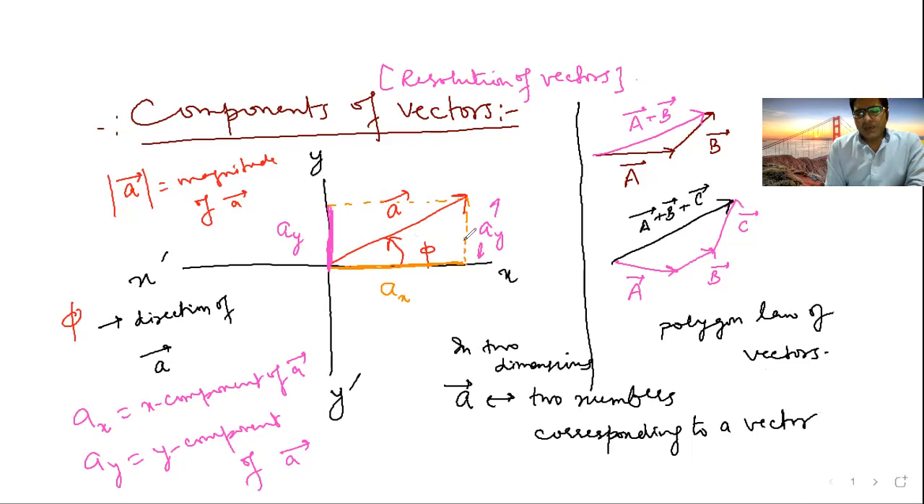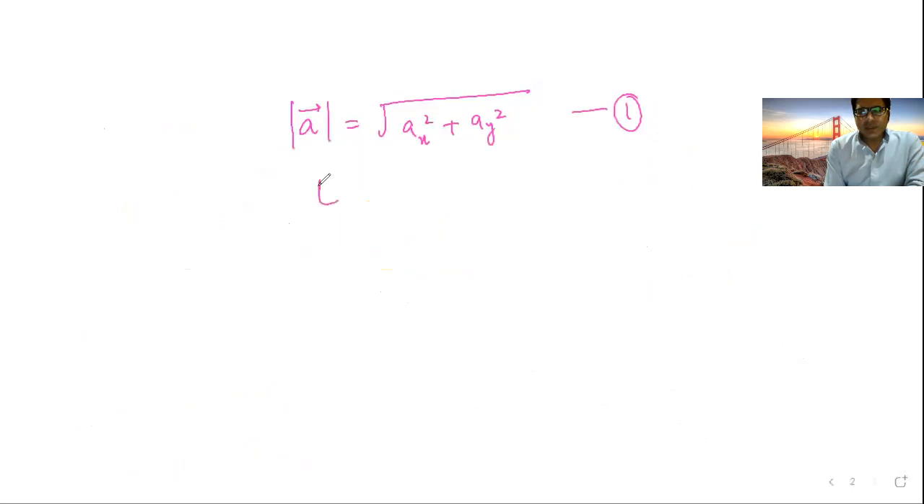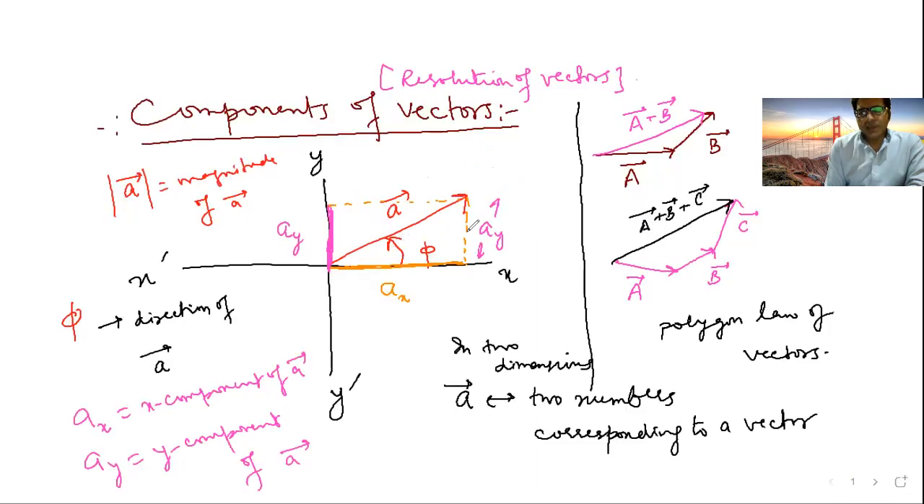Similarly, I can write tan phi is ay by ax. So I can write tan phi is ay by ax, right? Tan phi is perpendicular by base, right? So see, I said corresponding to a vector in 2 dimensions, there are two numbers. Magnitude and direction is specified by phi.